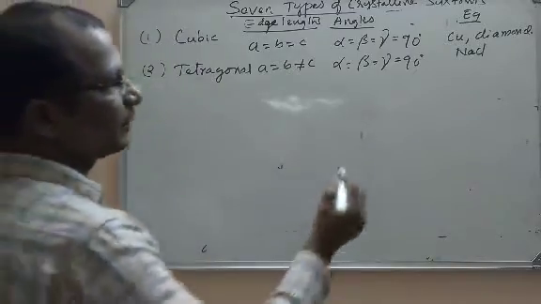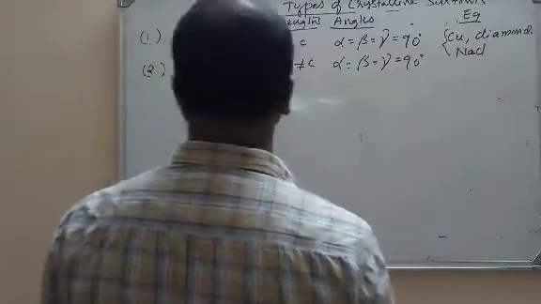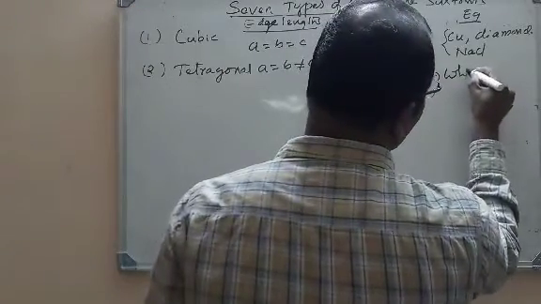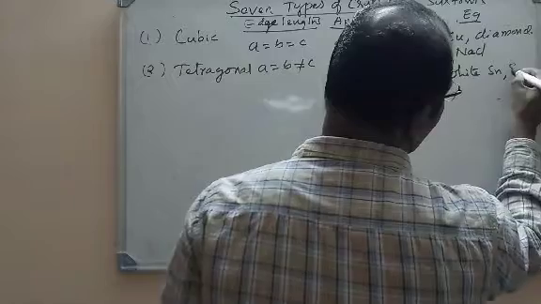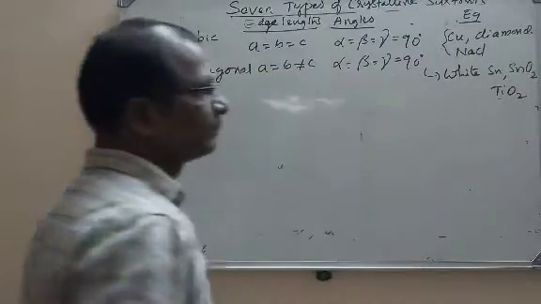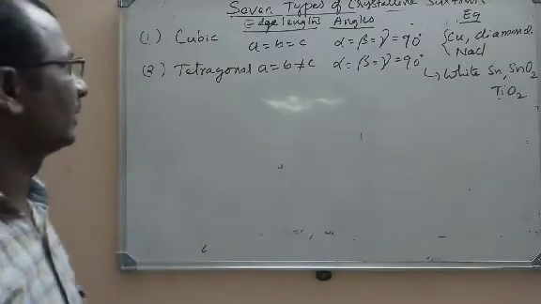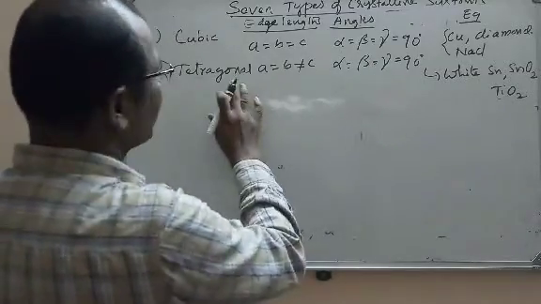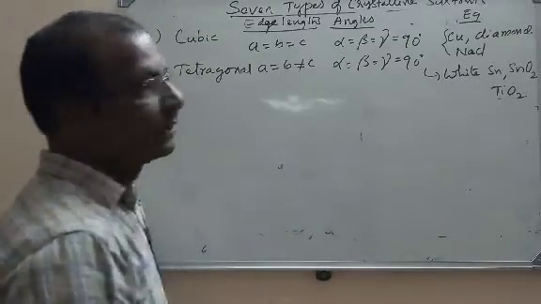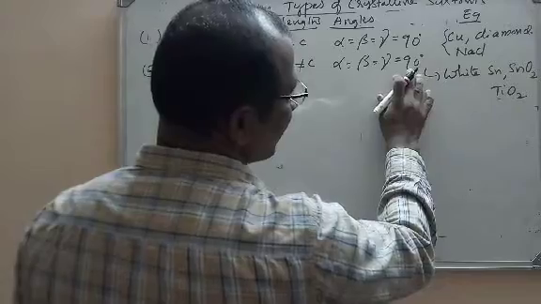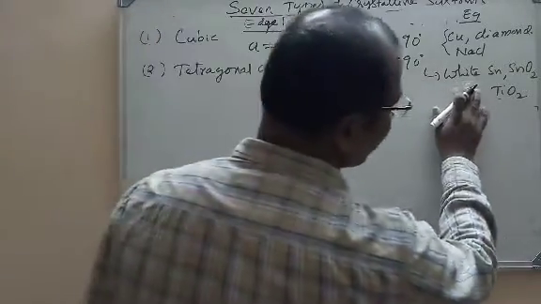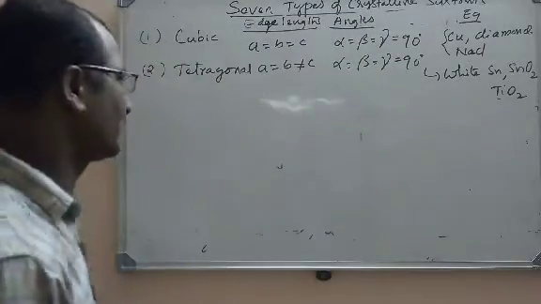So alpha is equal to beta is equal to 90. What are the examples? You can take white tin, tin dioxide, SnO2, titanium dioxide, these are some examples. So what is a tetragonal system? If A is equal to B, A and B are same, but C is different, and alpha is equal to beta is equal to gamma is equal to 90, then it is called tetragonal, and the examples are white tin, tin dioxide, titanium dioxide.